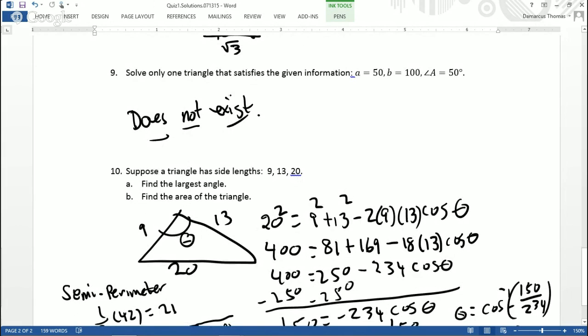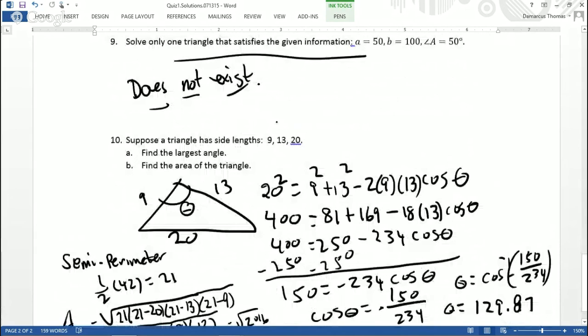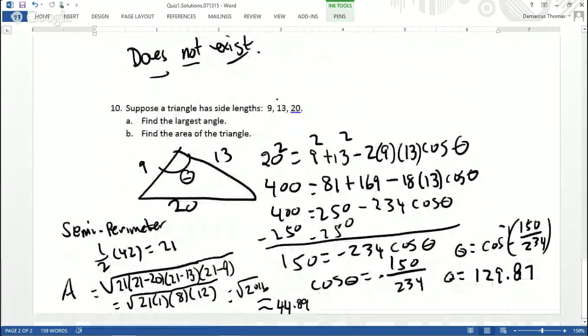I hope this was helpful. I will spend more time talking about the law of sines. This problem was a law of sines problem, but it turned out that there is no triangle to satisfy that equation.